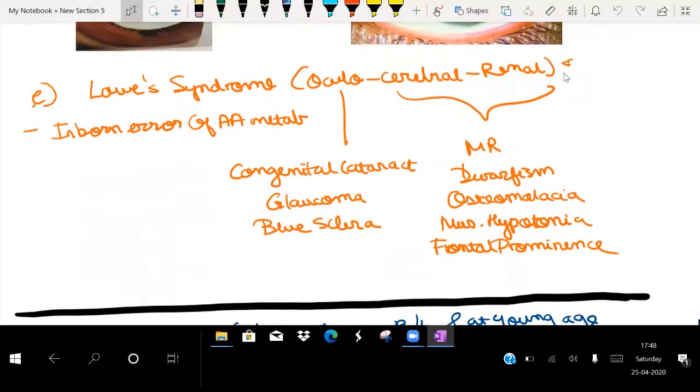The fifth one is the Lowe syndrome. Lowe syndrome is actually an oculocerebrorenal syndrome. It is an inborn error of amino acid metabolism. In ocular effects we see congenital cataract, glaucoma and blue sclera. While in the cerebrorenal part of the disorder, we can see mental retardation, dwarfism, osteomalacia. We can see frontal prominence and hypotonia.